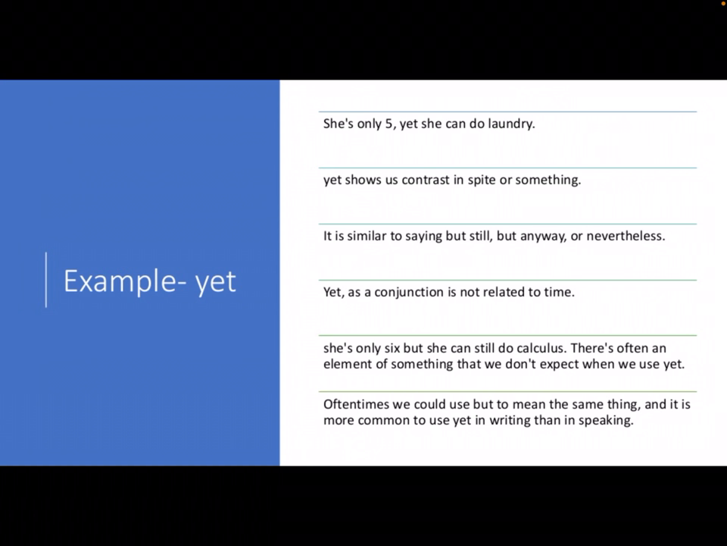There's often an element of something that we don't expect when we use yet. Oftentimes we could use but to mean the same thing, and it is more common to use yet in writing than in speaking. So again, yet shows us contrast in spite of something, something we didn't expect.